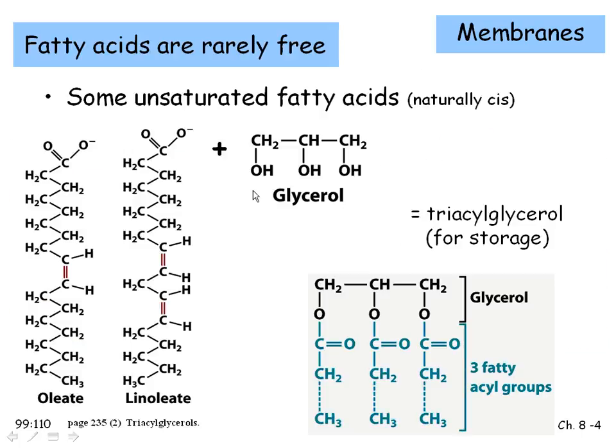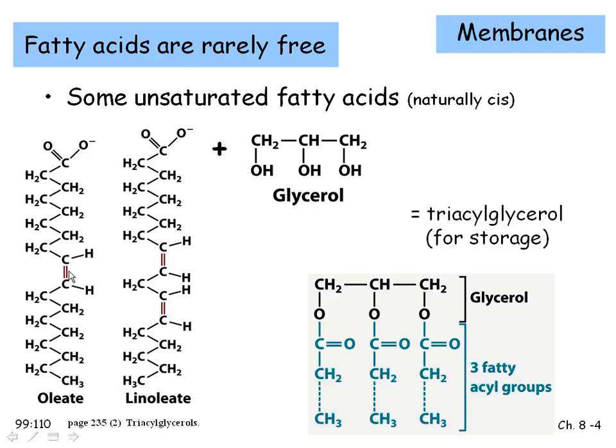Fatty acids by themselves are not very common. We're going to look at them to start with so you can see what that component looks like, and then we're going to look at how we build them up into other things. Here are a couple of unsaturated fatty acids. This is oleate, and it gets its name from the fact that it comes from olive oil. It has a single double bond in it.